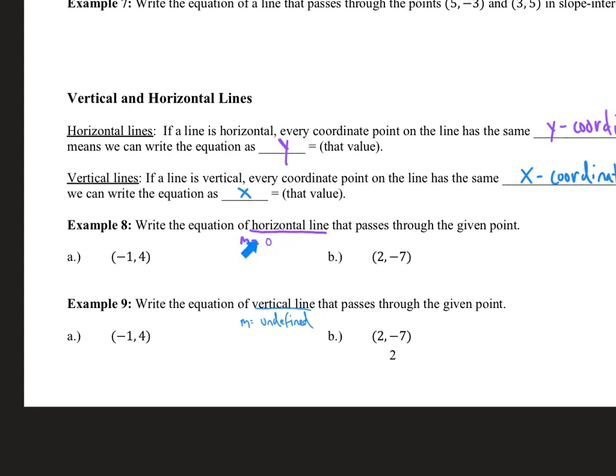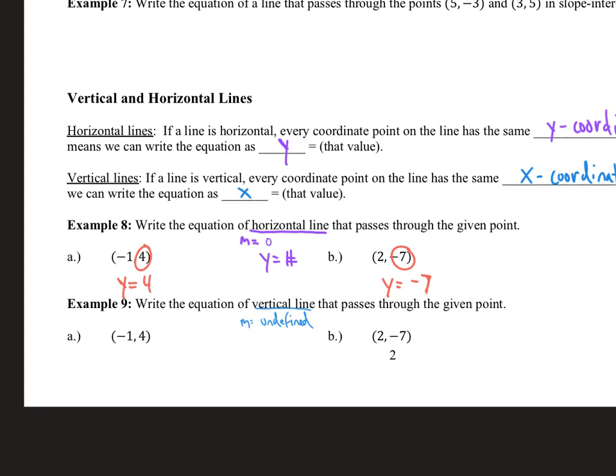Horizontal lines are my y lines, so it should be y equals some number. Well, what's y equal to here? Well, y is equal to 4. That means every point has to have that same y value if it's a horizontal line. What's y equal to on this one? What's the horizontal line that goes through this point? It's going to be y equals -7. It's almost no work, it's all thinking.